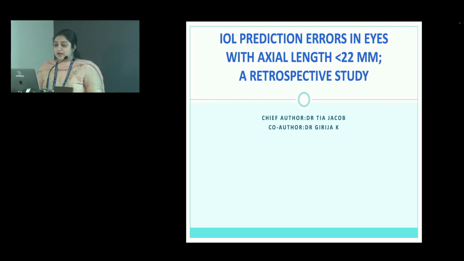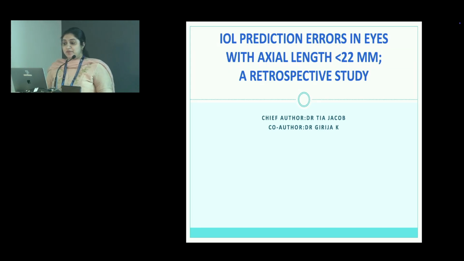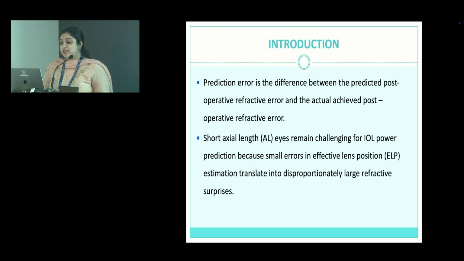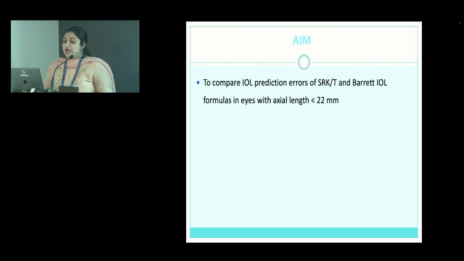Good afternoon, everyone. My study is on IOL prediction errors in eyes with axial length less than 22 mm, a retrospective study. Prediction error is the difference between the predicted post-operative refractive error and the actual achieved post-operative refractive error. Short axial length eyes remain challenging for IOL power prediction because small errors in effective lens position estimation translate into disproportionately larger refractive surprises. My aim was to compare IOL prediction errors of SRKT and Barrett IOL formulas in eyes with axial length less than 22 mm.